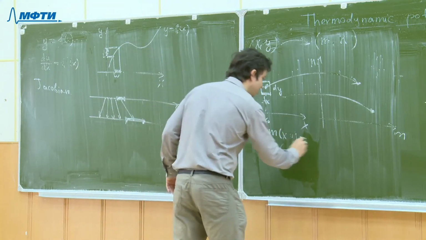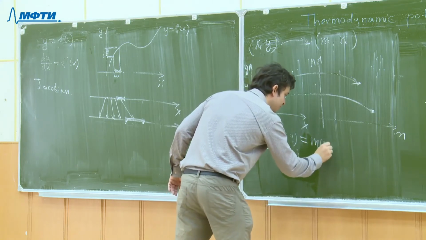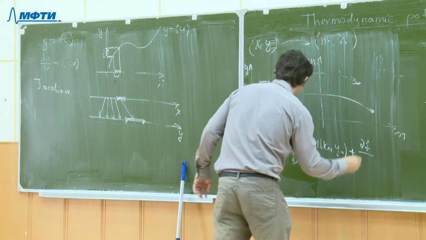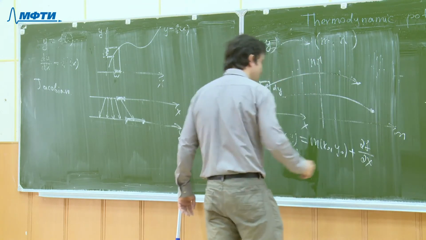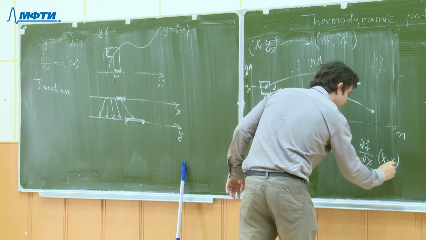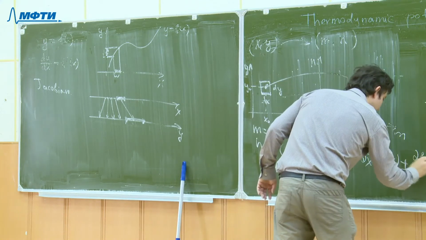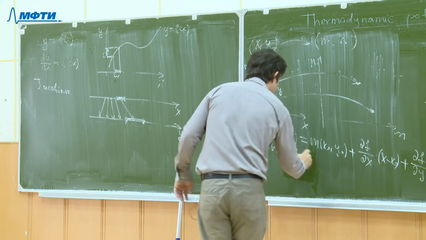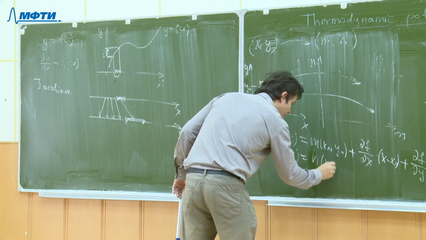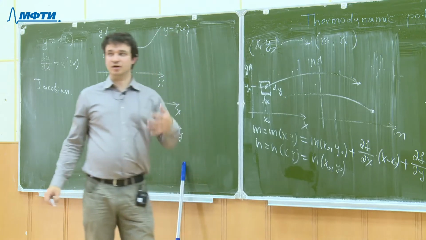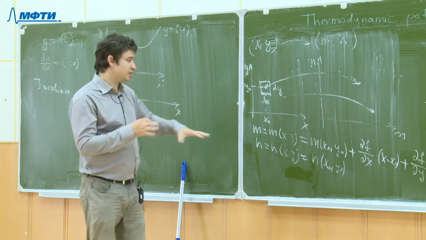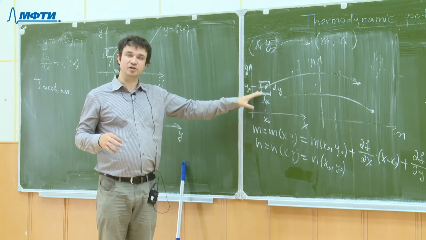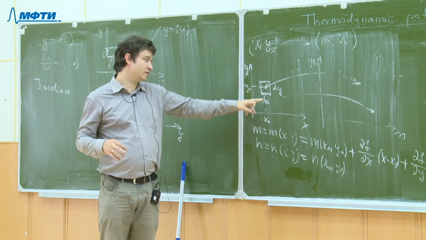So I can say that m equals m of x0, y0, plus the partial derivative of f over x times x minus x0, plus the partial derivative of f over y times y minus y0. And the same happens to this function n. This procedure is called linearization. I change my functions into linear functions which are approximately equal to the initial functions in a small interval near this point x0, y0.